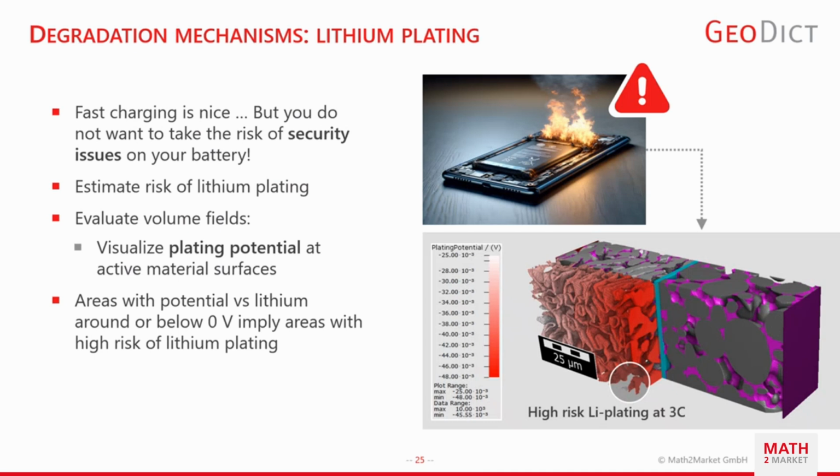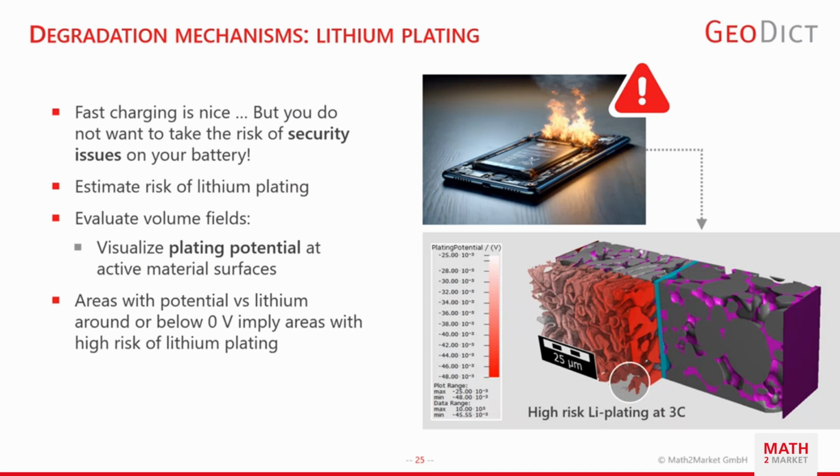And you can visualize the plating potential on the surface of the anode active material. This is the local potential between the electrolyte and the active material. If this potential is below 0, then you know you have the thermodynamic requirement fulfilled for lithium plating. The lower this value is, the higher the risk of lithium plating. Here you see that the highest risk of lithium plating was close to the separator. So this helps you to estimate this risk and also maybe improve the microstructure to reduce the plating potential.